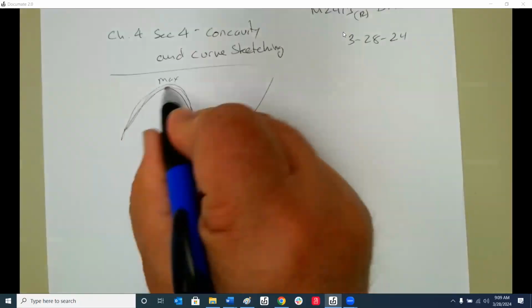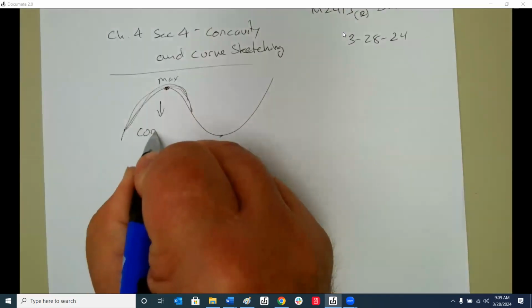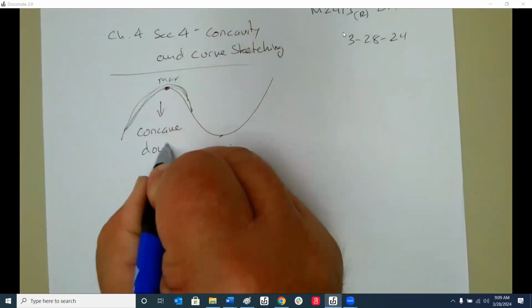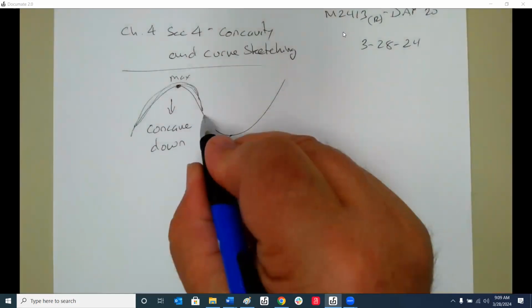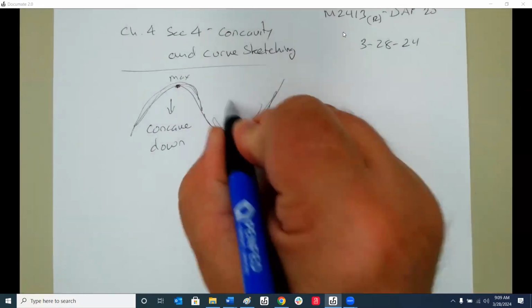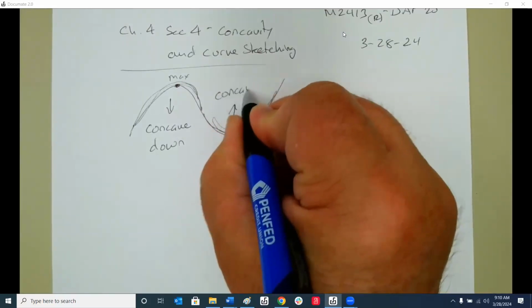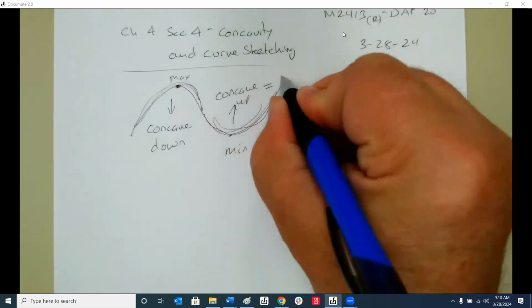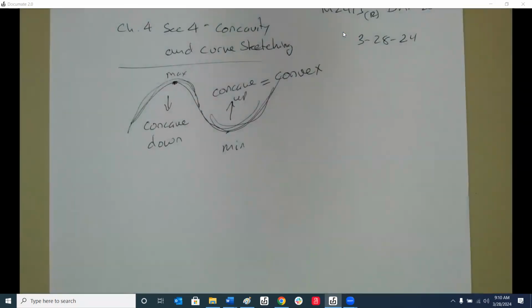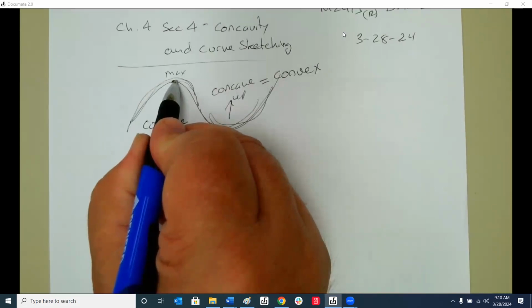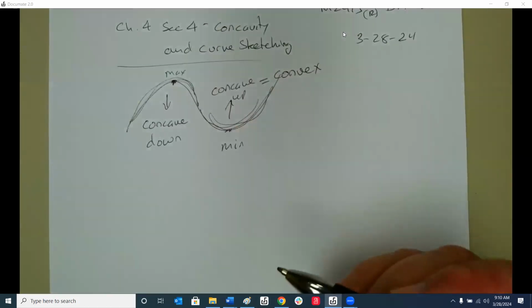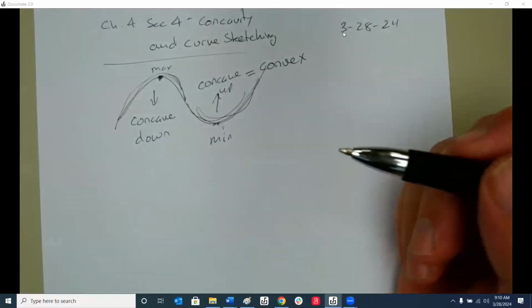This half of the curve is what we call concave down, because if you take a bowl and put it upside down, it's concave down. Here we have the bowl going up. So this is called concave up, or it's commonly called convex. You notice whenever you're concave up, you have a minimum, and concave down is a maximum.